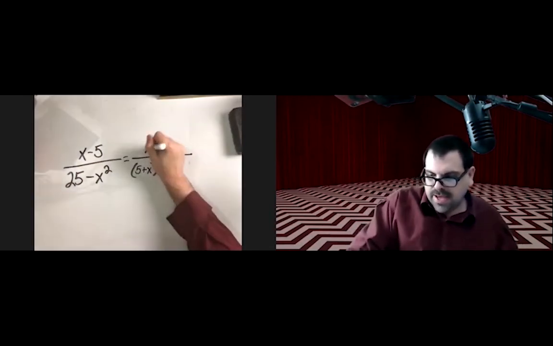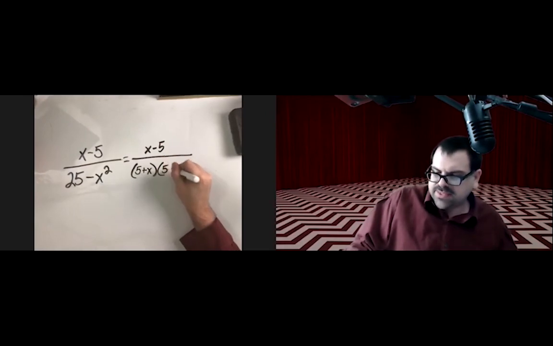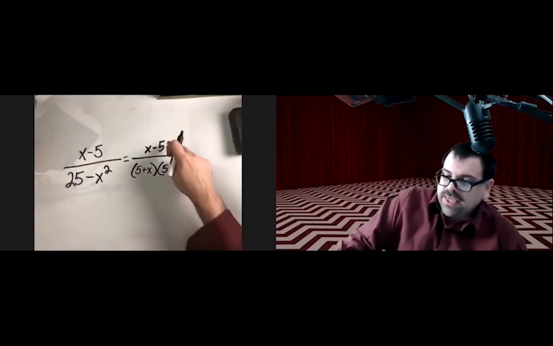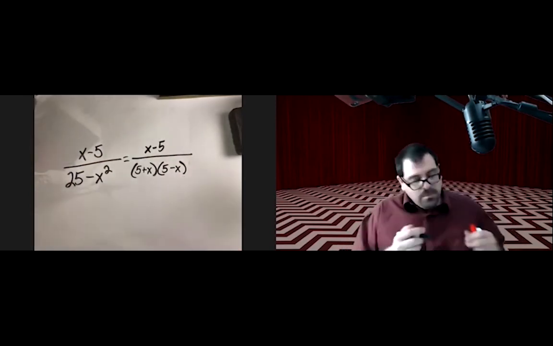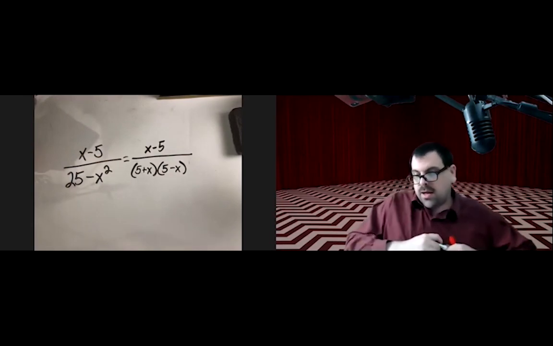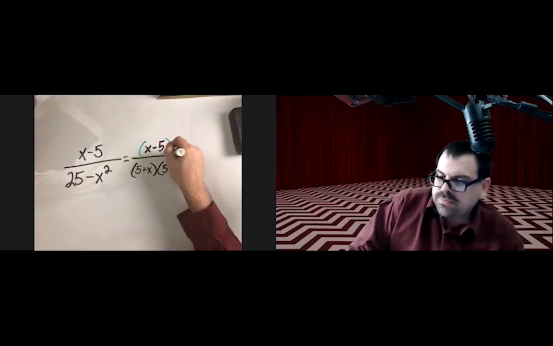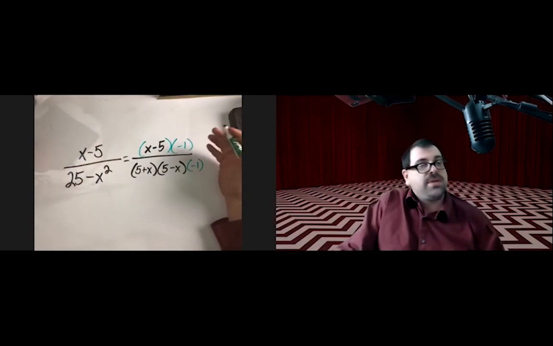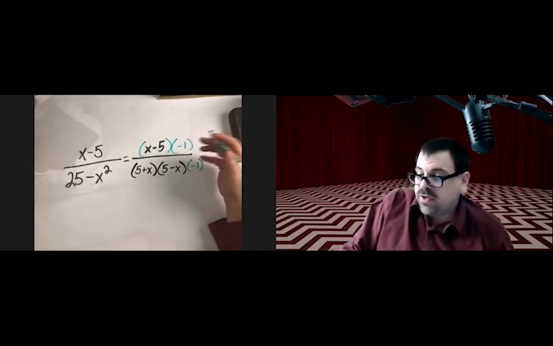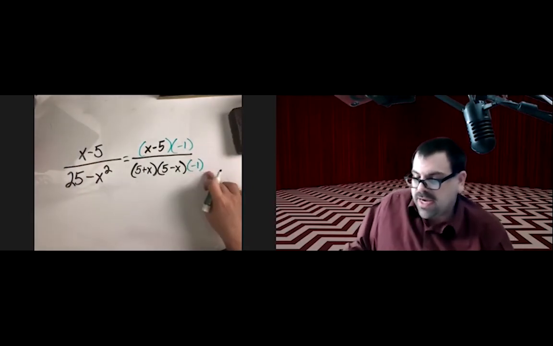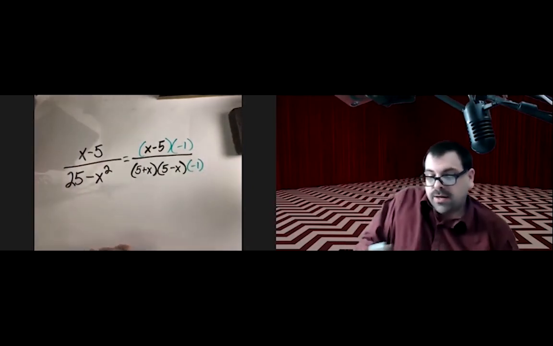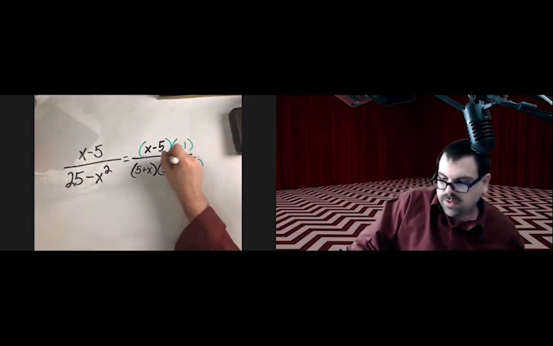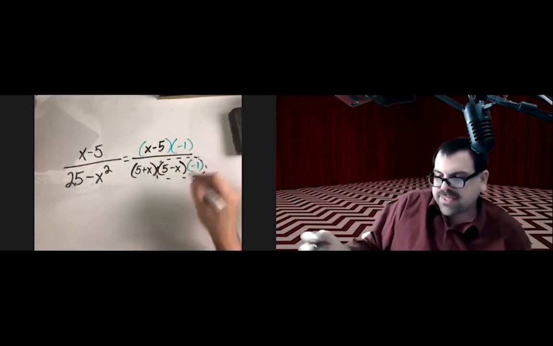So let's bring it all the way back to, hey, we factored the bottom, we got 5 plus x times 5 minus x. We can't cancel these, but I can multiply by anything over itself. I can multiply by 1. 1 is anything over itself. I can multiply both the top and bottom by negative 1. But I'm only going to multiply it through down here, because I want to flip one of them.